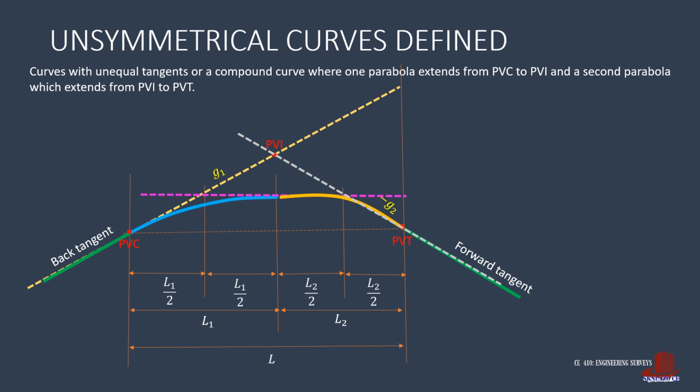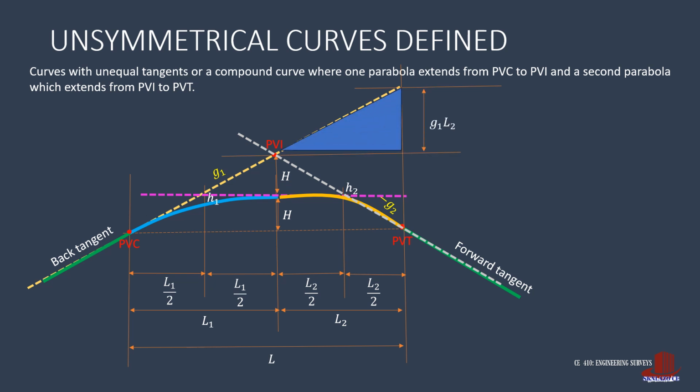Now, the horizontal distance between PVC and PVT is still L. For the vertical distances, the distances of the partial PVIs to the curve are tagged as H1 and H2. The vertical distance from PVI to the curve is also labeled H, and also the curve to the chord.